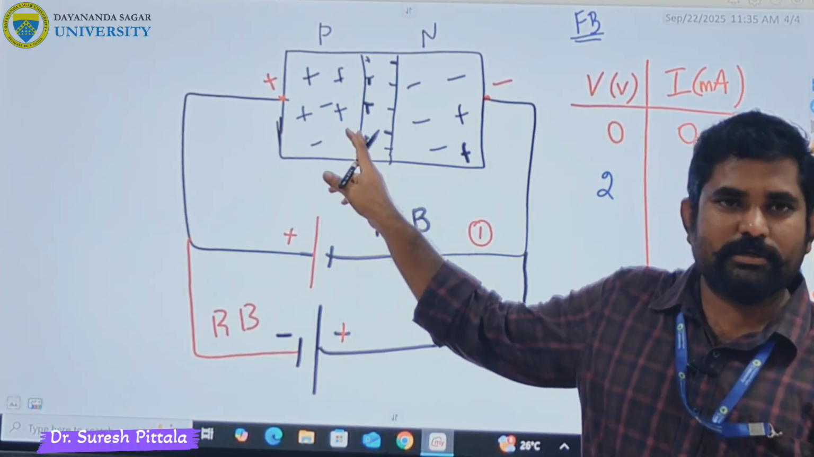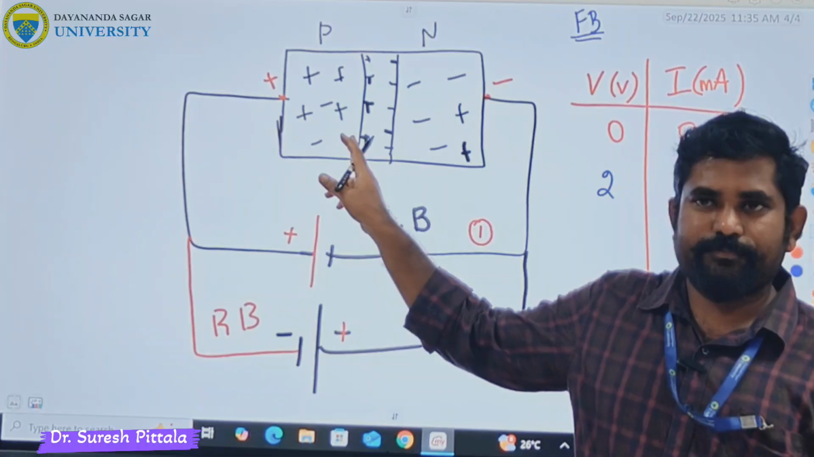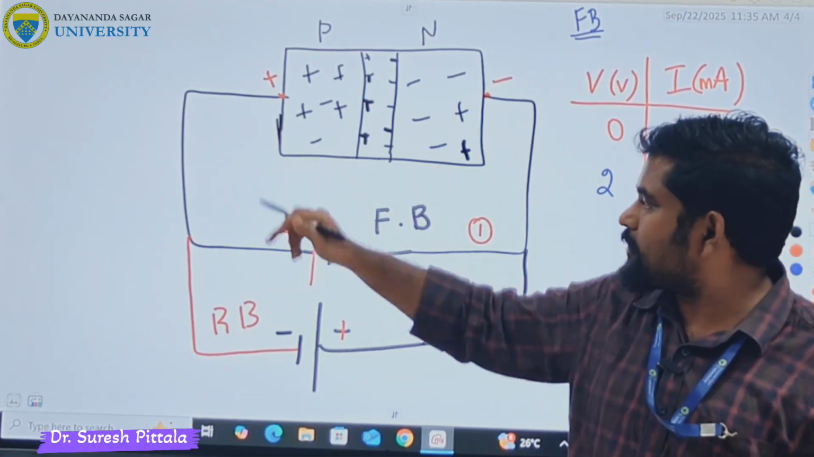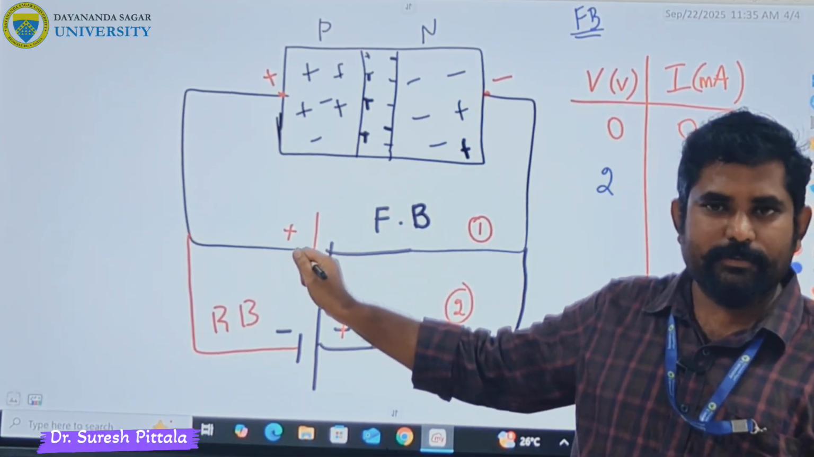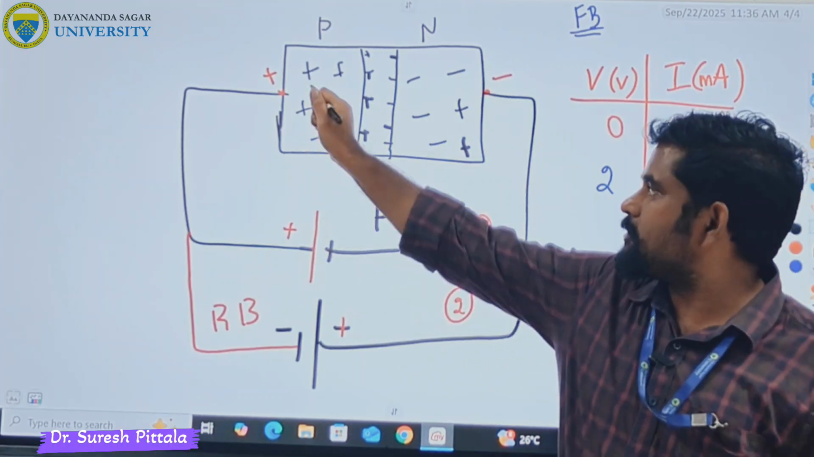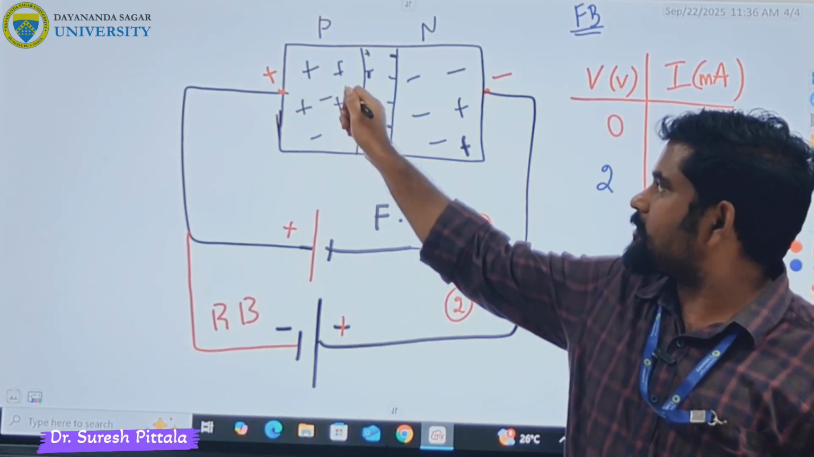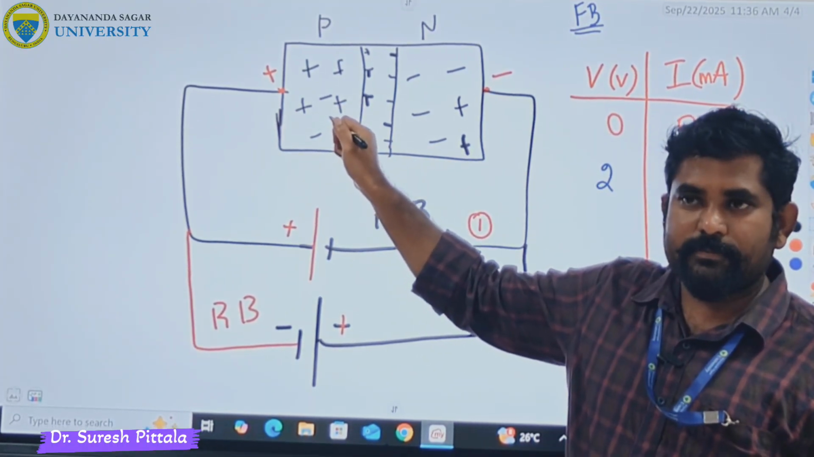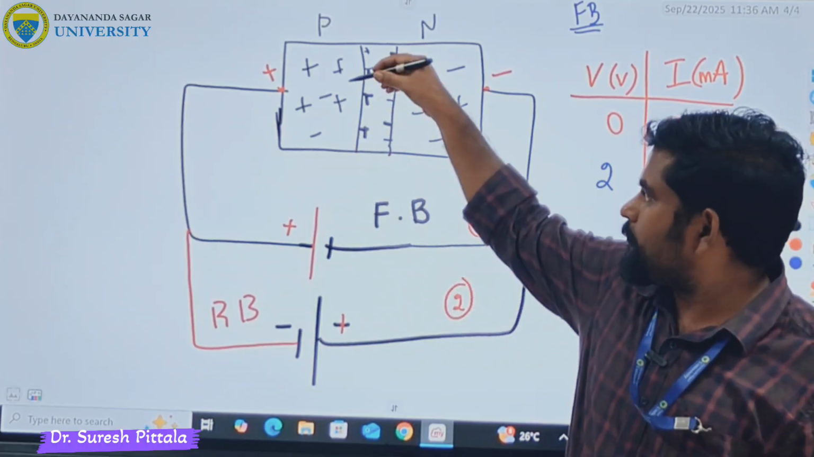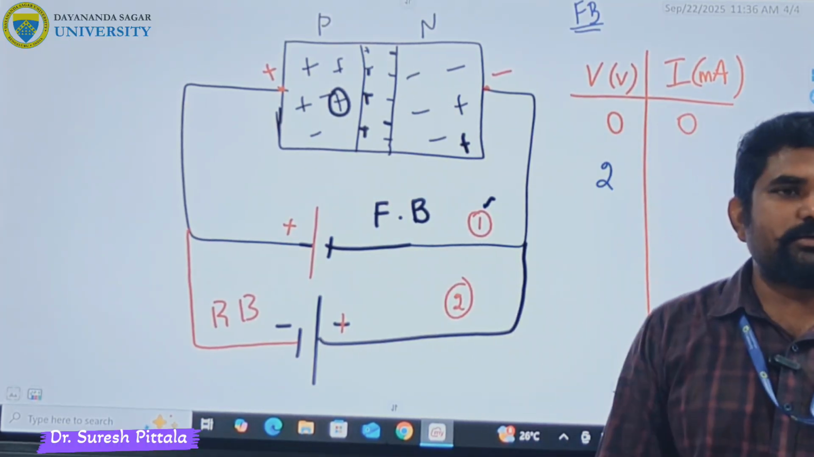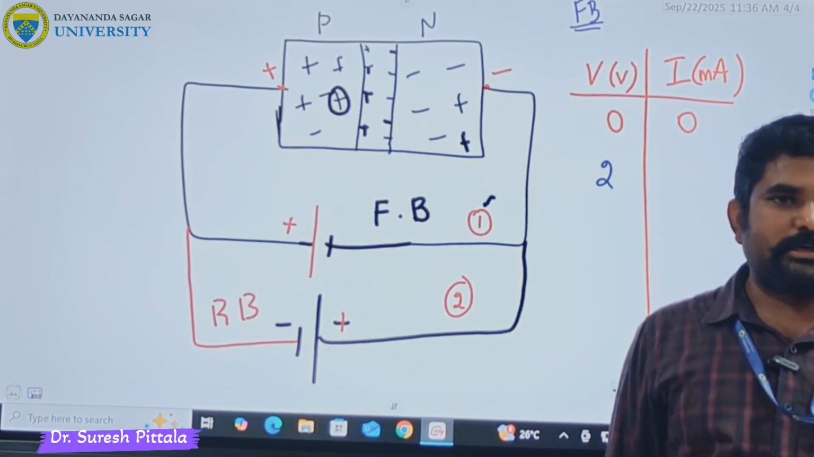What happens to the charge carriers here? Look at the charge carriers. One side you concentrate. This is what? Positive. This also positive. Okay. Here what are the charge carriers? Majority. Okay, positive charge carriers. So what happens to the positive charge carriers inside?